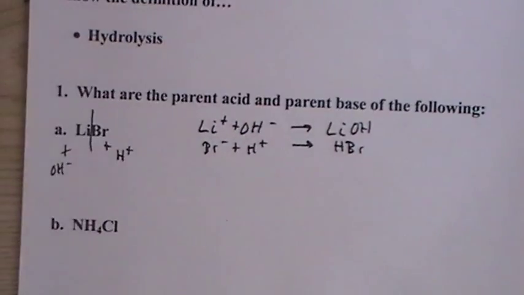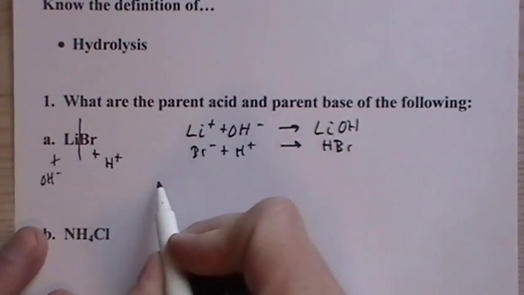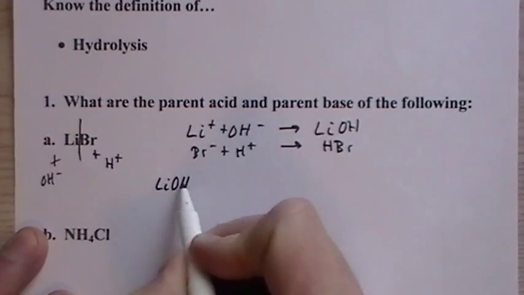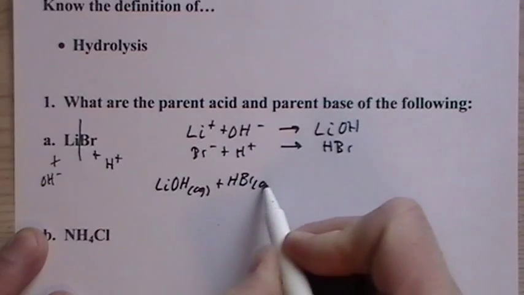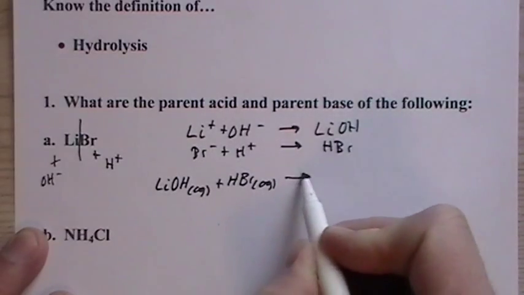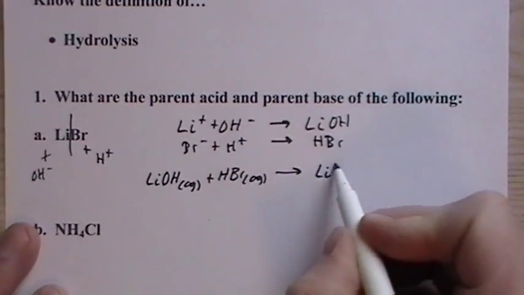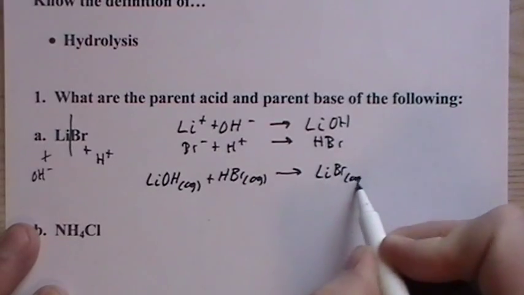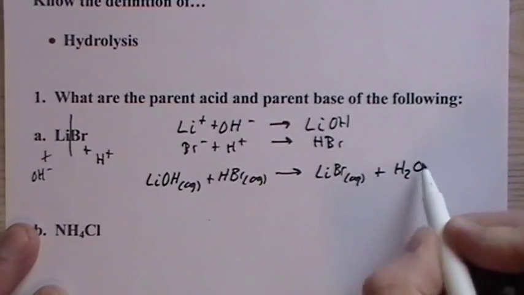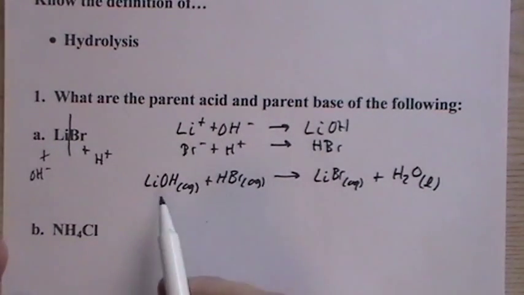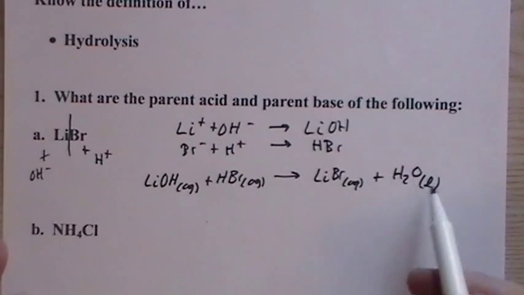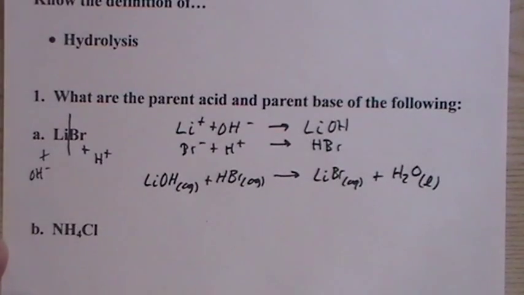Now I said, well, why did they call these the parent acids? Oh, good question. If you put these into solution together, they will form 100% lithium bromide and then water. Usually water, but an acid and a base form a salt, and often water. So that's where they come from.